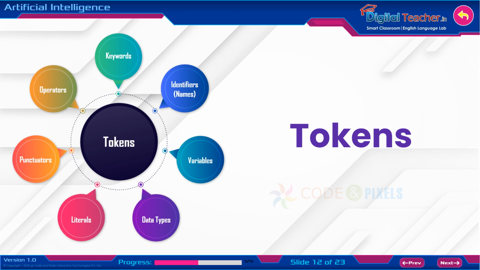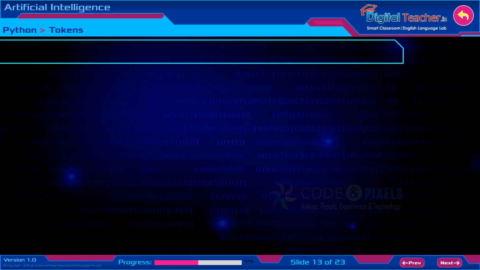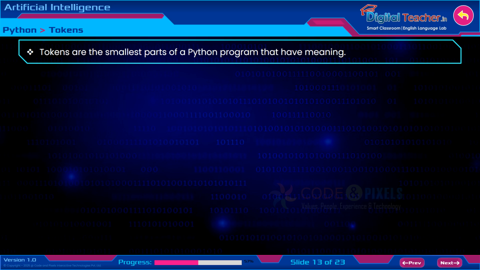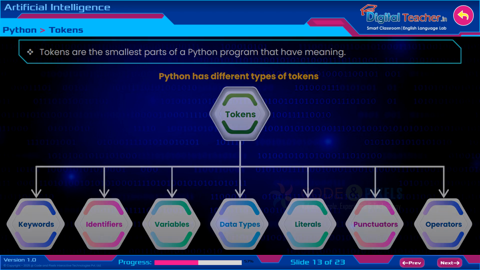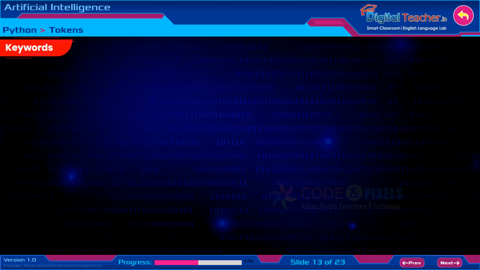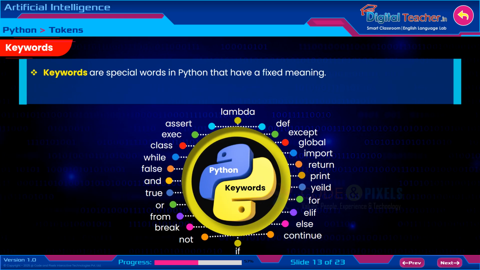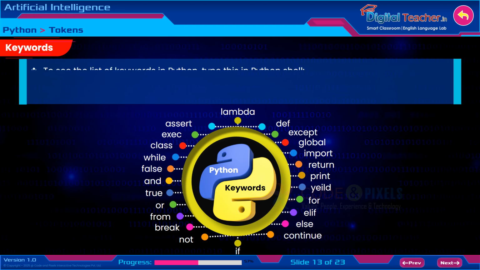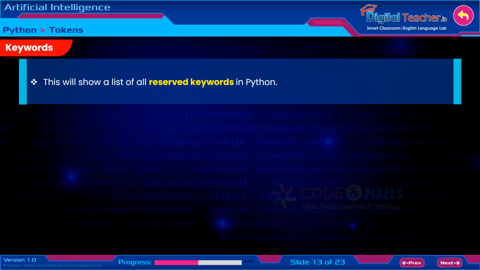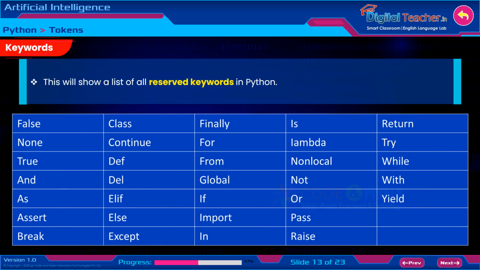Tokens. Tokens are the smallest parts of a Python program that have meaning. Python has different types of tokens. Keywords. Keywords are special words in Python that have a fixed meaning. We cannot use them as names for variables, functions, or anything else. To see the list of keywords in Python, type this in the Python shell. This will show a list of all reserved keywords in Python.